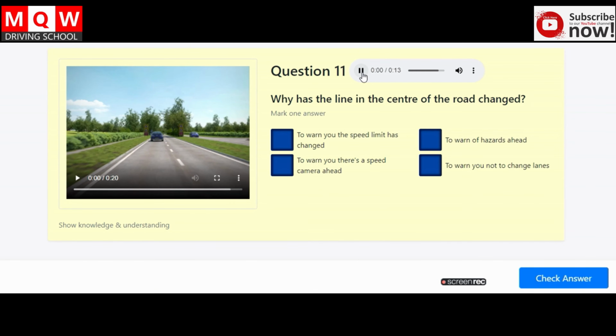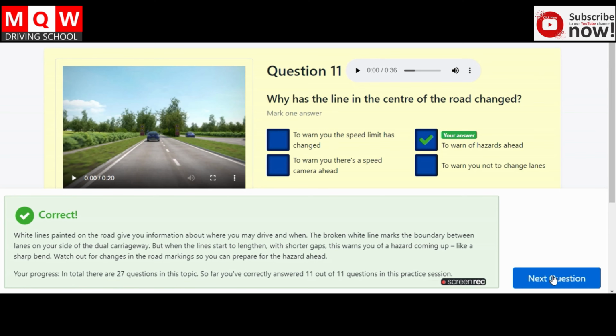Okay, next question. Why has the line in the center of the road changed? To warn you the speed limit has changed. To warn of hazards ahead. To warn you there's a speed camera ahead. To warn you not to change lanes. Okay, at center line, when they change from broad to narrow, this is like a hazard ahead. So white lines guide you when you near the junction. Okay, so that's the answer.